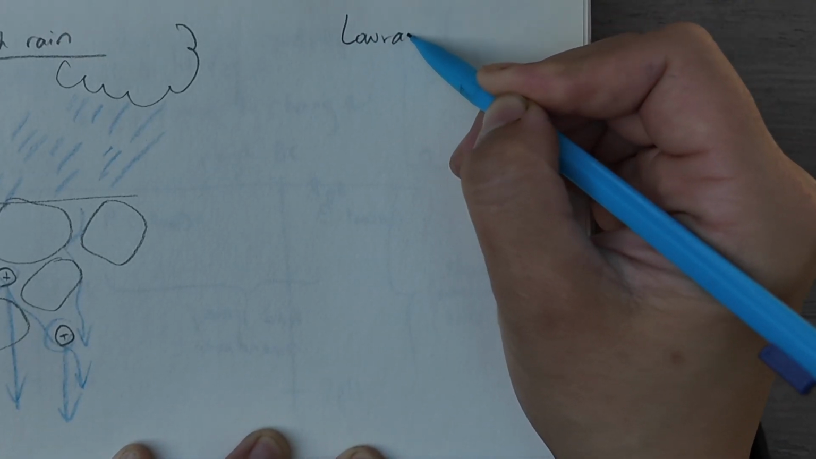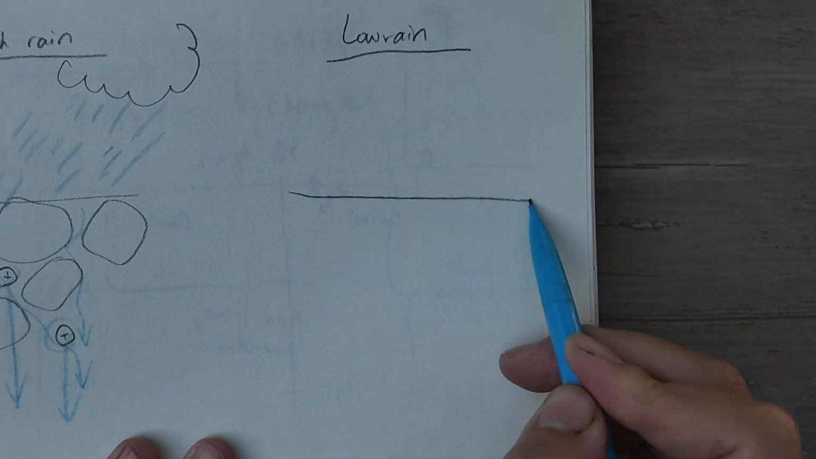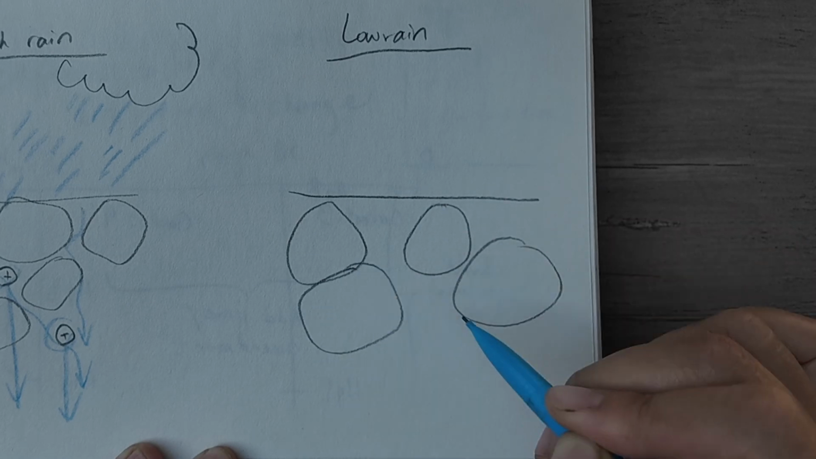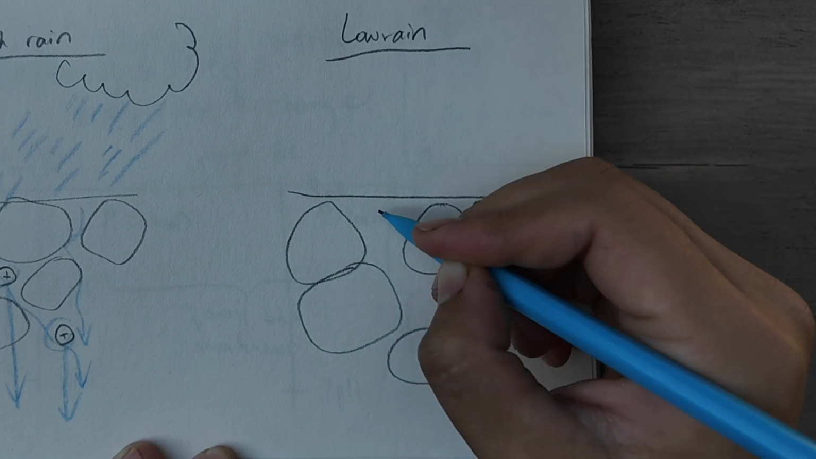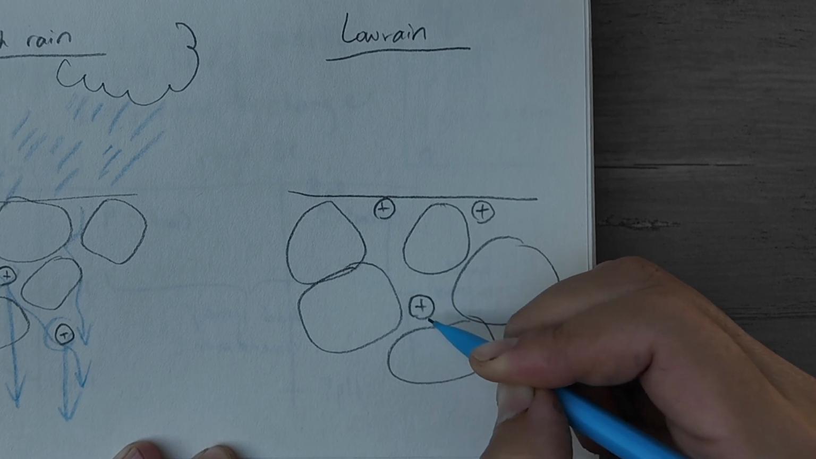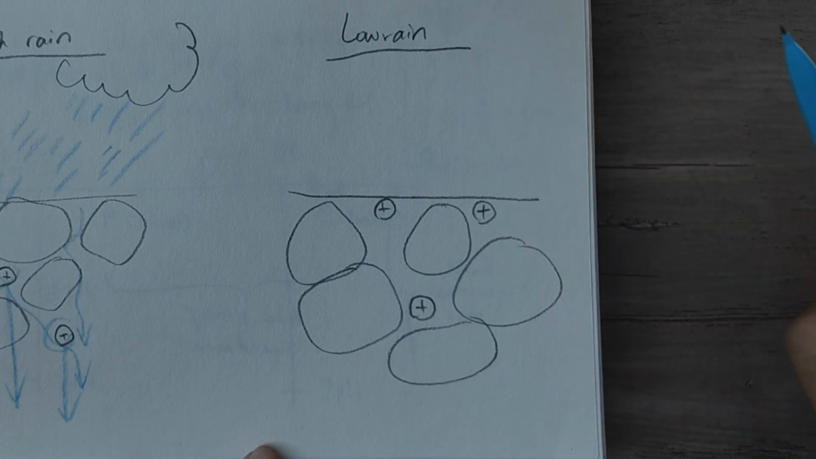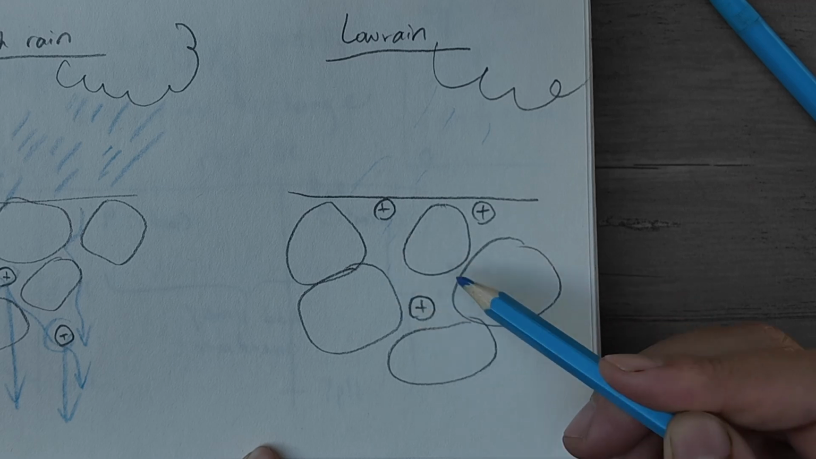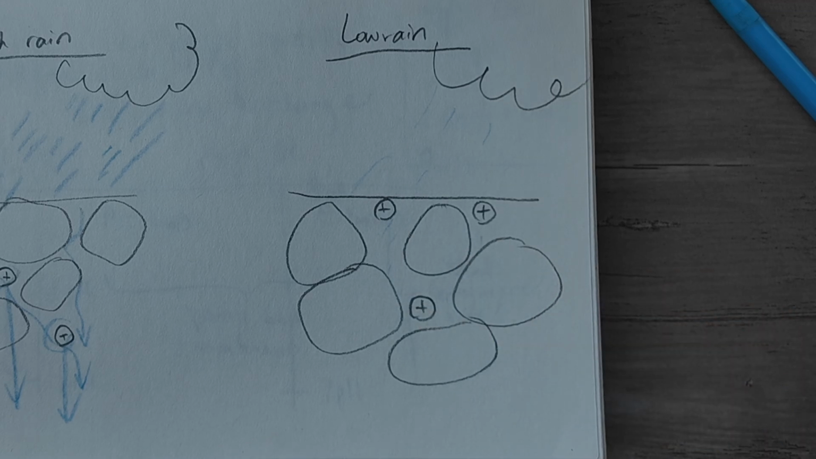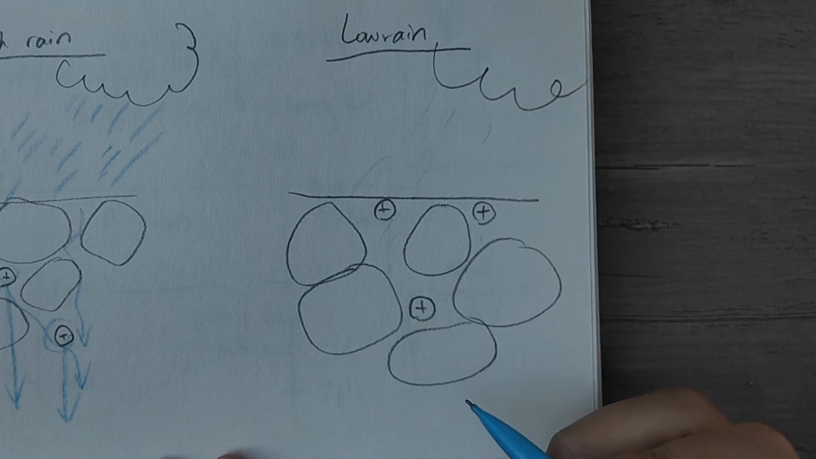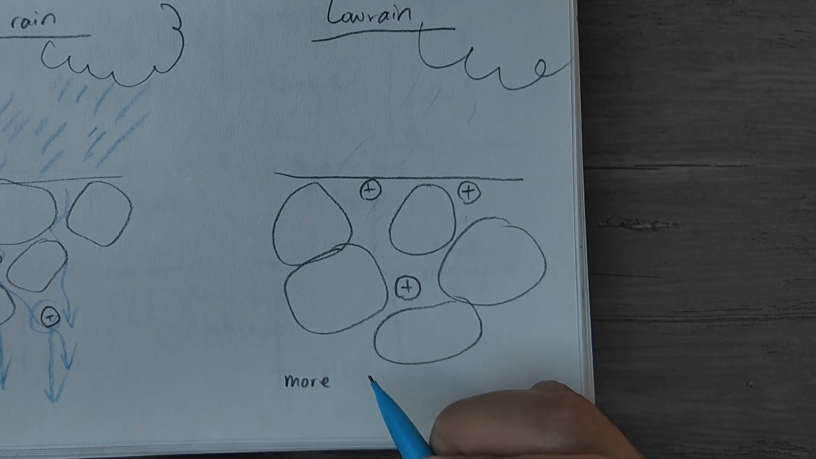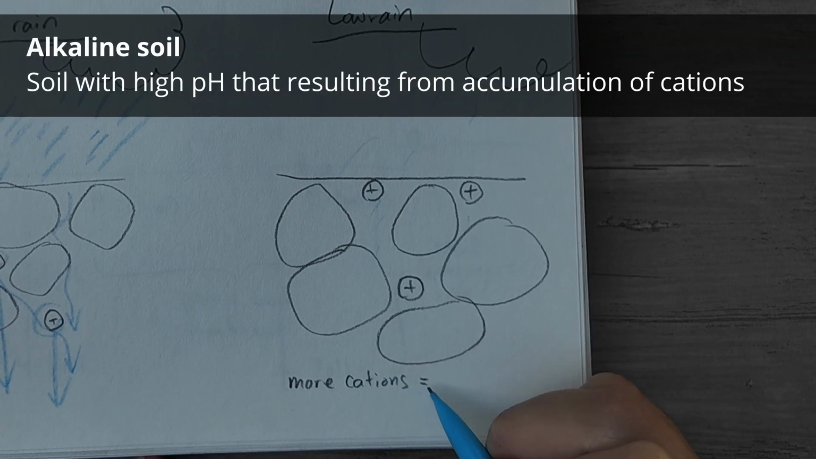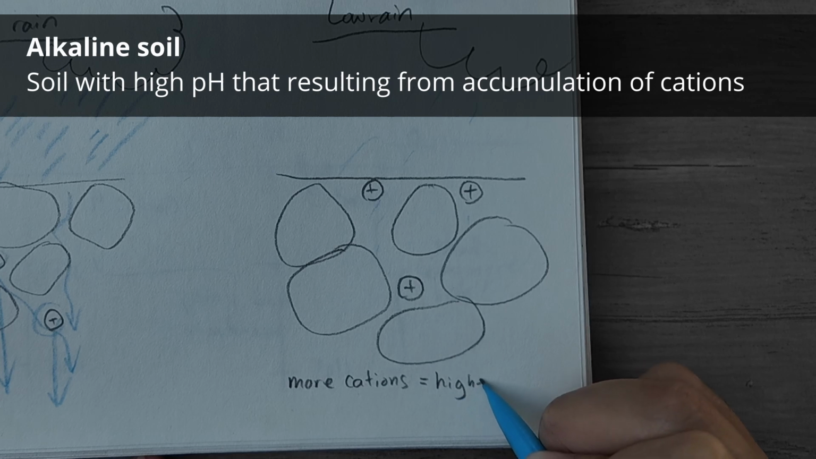Acidic or basic soils can develop based on the nature of the parent material, what's in the original rock, and how much rainfall you get. In drier climates where there's less rainfall, the cations that develop as a result of soil weathering don't get washed out, and so they're going to accumulate. Those cations end up creating a higher pH soil or an alkaline soil.